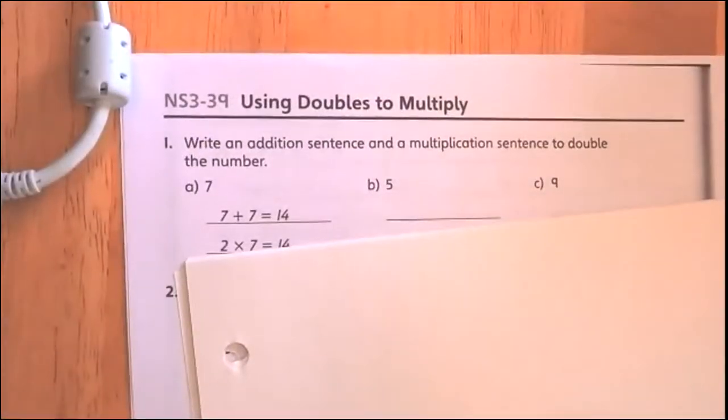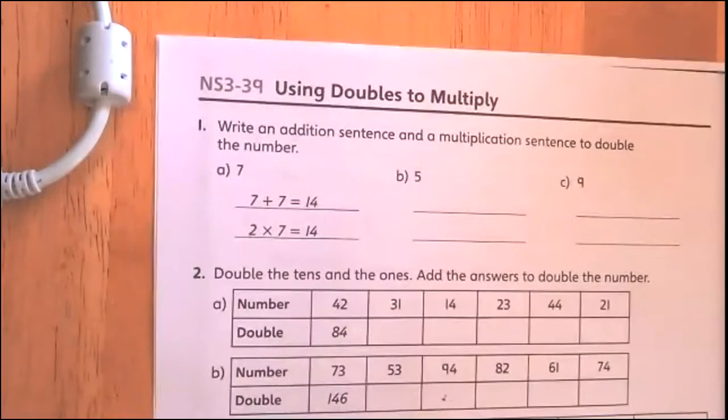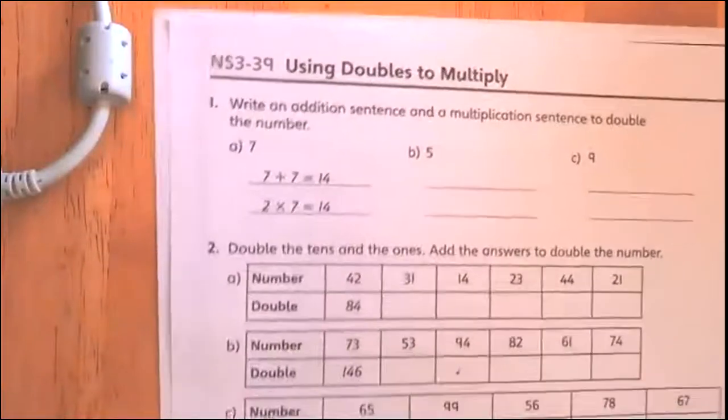I told you I was going to record myself teaching you a lesson in math and how to do your math sheets. So this is my first attempt. I hope this will be easy for you to understand so that you'll be able to do your worksheet. The worksheet you're working on right now is using doubles to multiply. This is page 178 and 179 in your books.